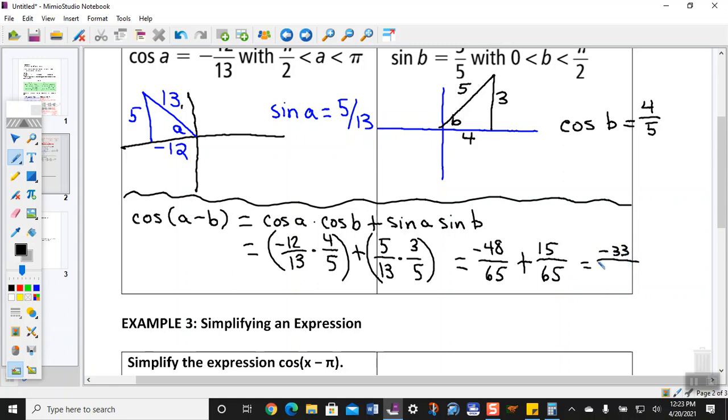So if those conditions were given up there, the ones that they described for angle A and angle B, and you want to know what the cosine of A minus B was, your answer would be negative 33 over what? 65. Okay? So guys, I'm going to pause right here.